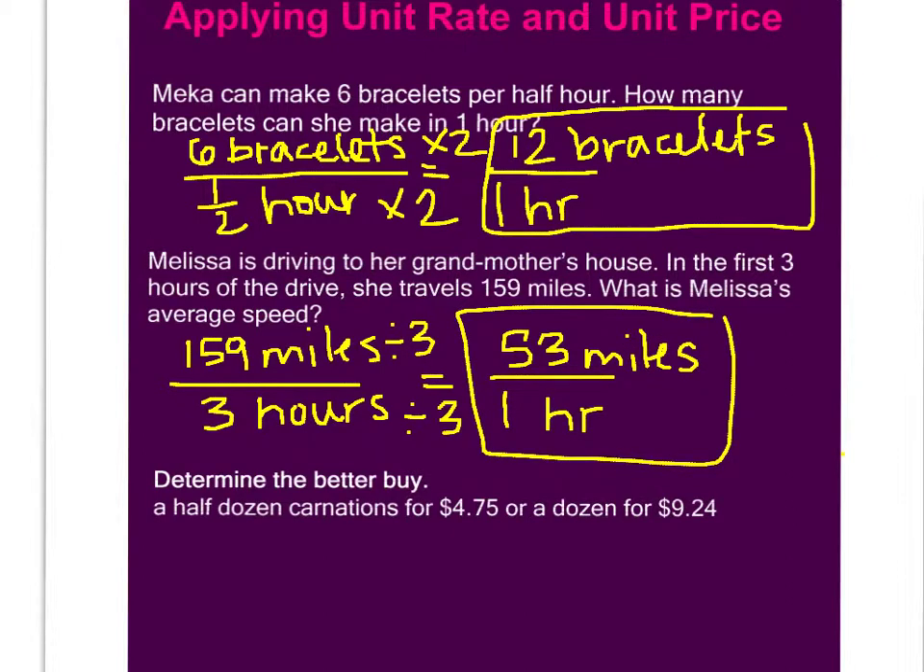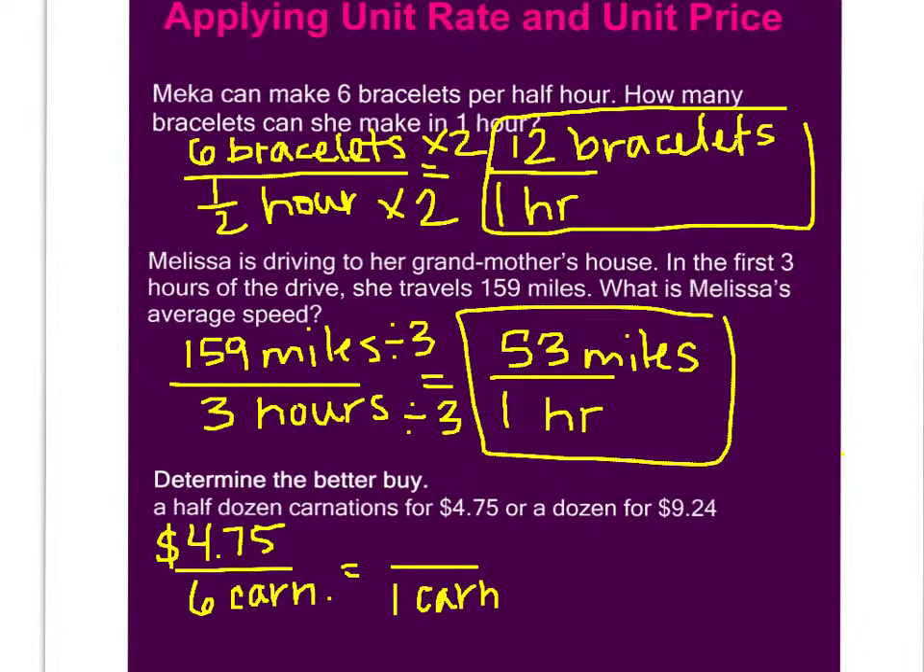Our last one is just another better buy example. It says a half dozen carnations for $4.75, or is the better buy a dozen carnations for $9.24? Remember, we always want to do what again? You should be thinking price over size. So we have $4.75 per... Now, how many is a half dozen? That would be 6 carnations. And we're going to need to divide away 6 from $4.75. So again, we're trying to figure out how much it is per one. And when we divide away 6, we get 79 cents.